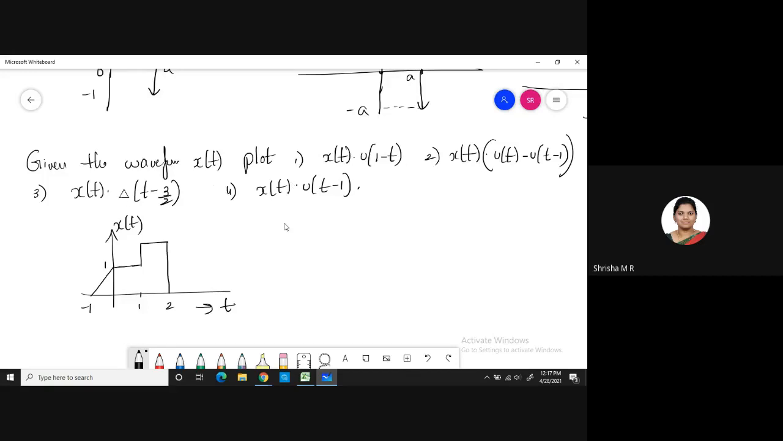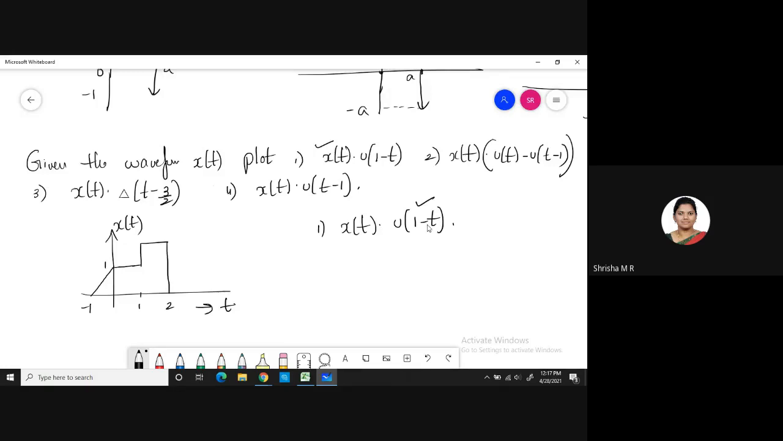Okay, so first one we'll try to plot the first waveform, x of t into u of 1 minus t. So from the basics, what should we do first? What is the first thing you'll be doing? We have a multiplication function, correct? So we'll try to plot u of 1 minus t. Then we'll multiply that with x of t and we will see the resulting waveform. So first try to plot u of 1 minus t.